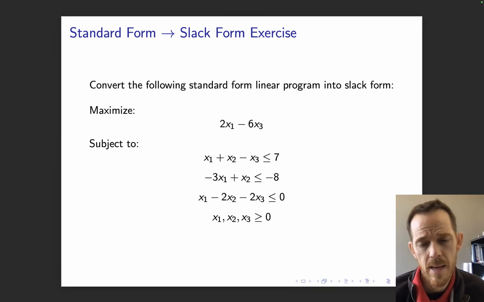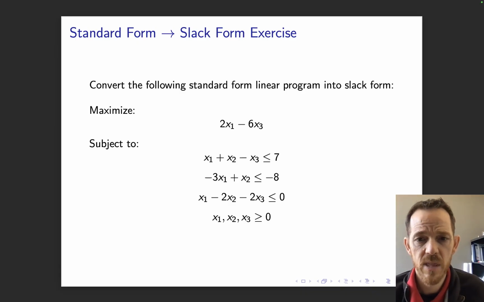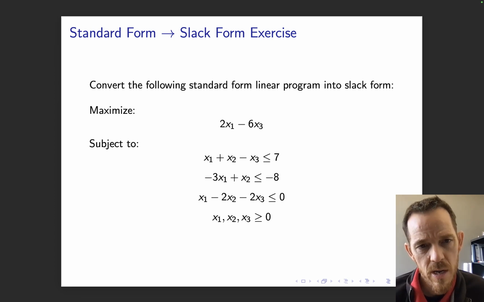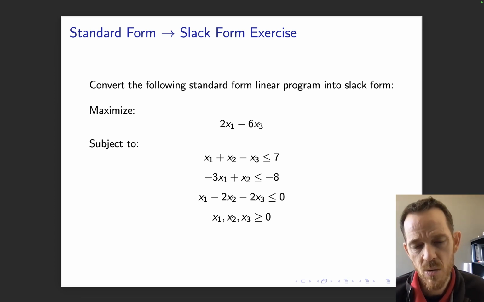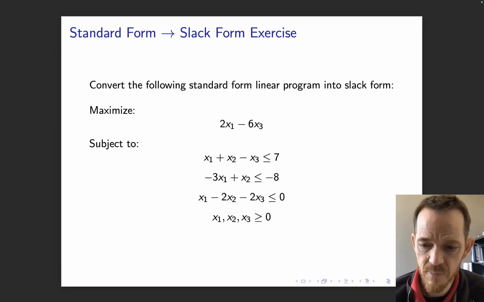So let's do an exercise here. Let's say we've already established this maximization problem and these constraints in standard form. Now we want to convert that to slack form. So we're already in standard form, we just need to convert it to slack form. So we need to convert these inequalities to be equalities and introduce slack variables here.